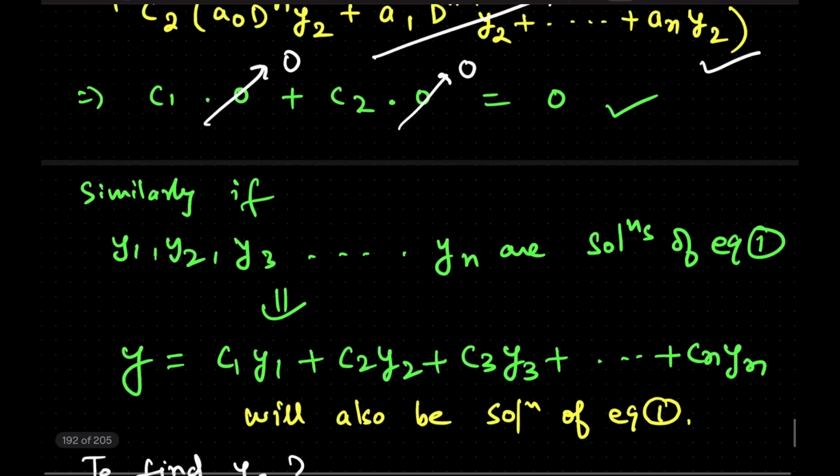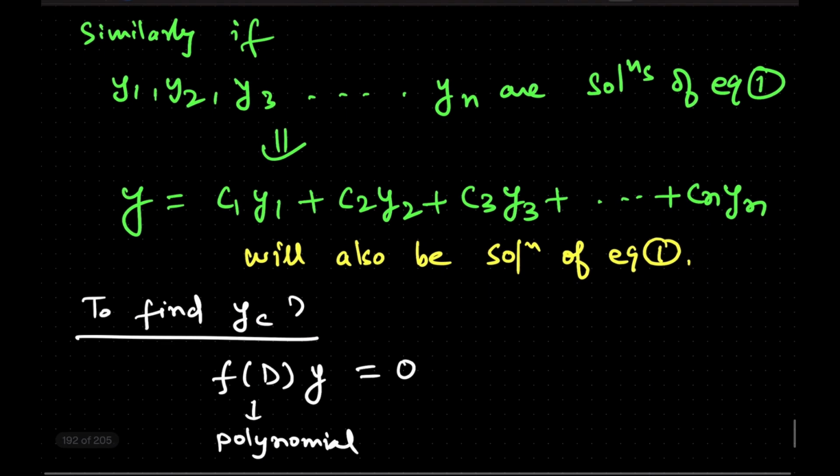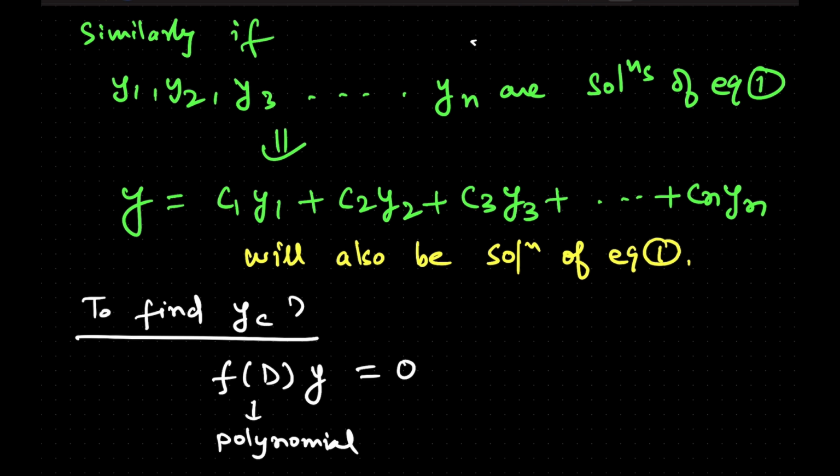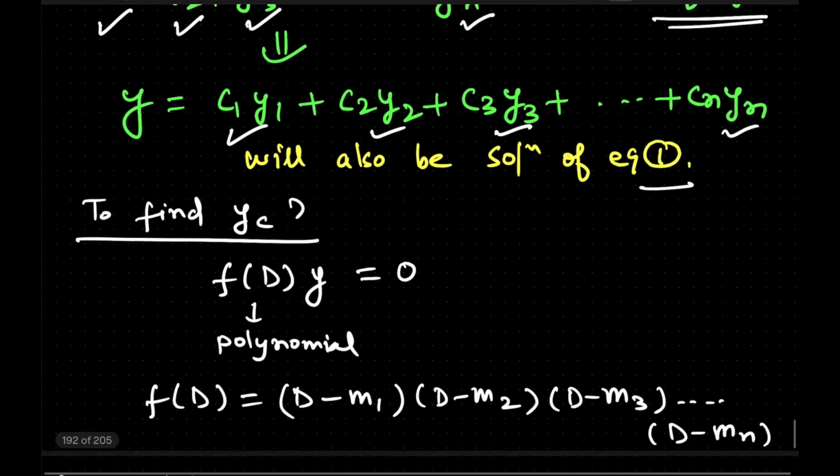And now let's generalize the concept that we have learned. If y1, y2, y3, similarly yn are solutions of equation 1, then y equal to c1 y1 plus c2 y2 plus c3 y3 and so on till cn yn is also a solution of equation 1. And what is the benefit of this, we will see now.